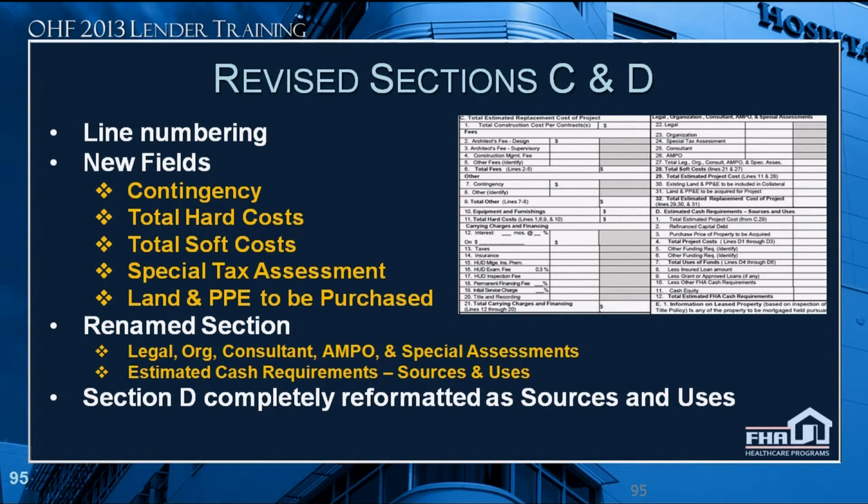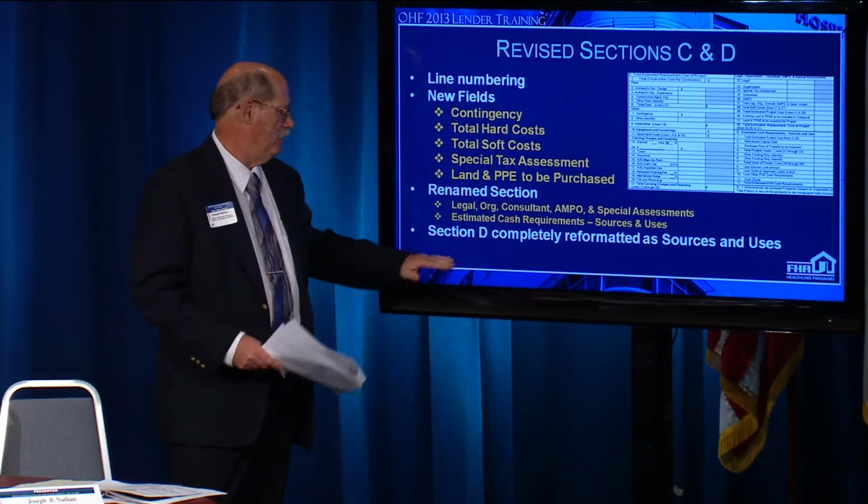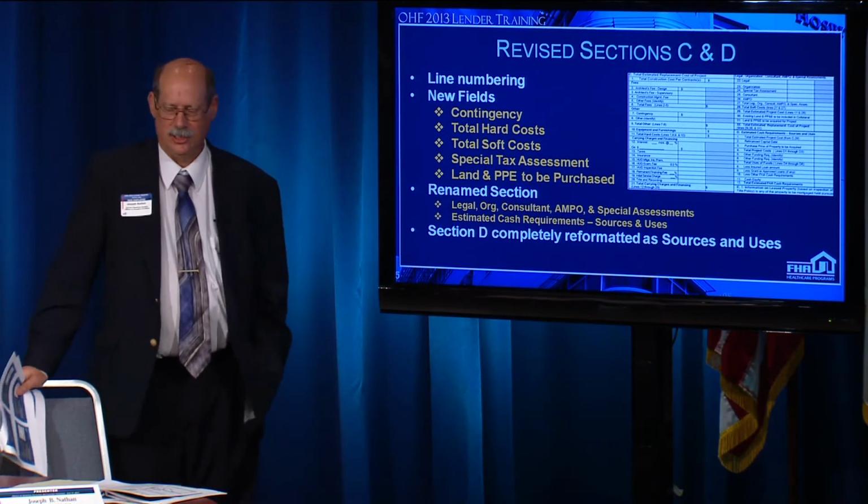Where does it go? We've renamed some sections: legal orgs, consultant, AMPO, and special assessments. We basically took AMPO out of the financing cost because it's really not a financing cost. It's an allowance of other costs, so we just put it where it belonged. And then section D has been renamed estimated cash requirements, sources, and uses. That whole section got rewritten to become a true sources and uses. So let's go to the next slide.